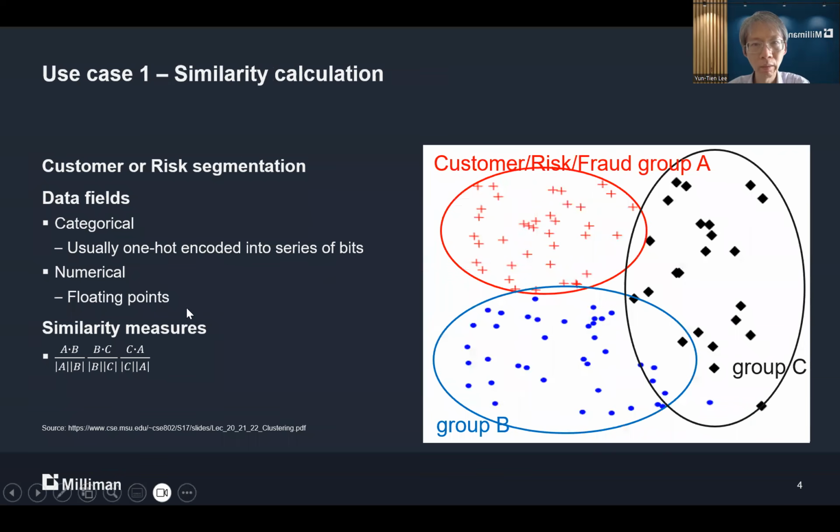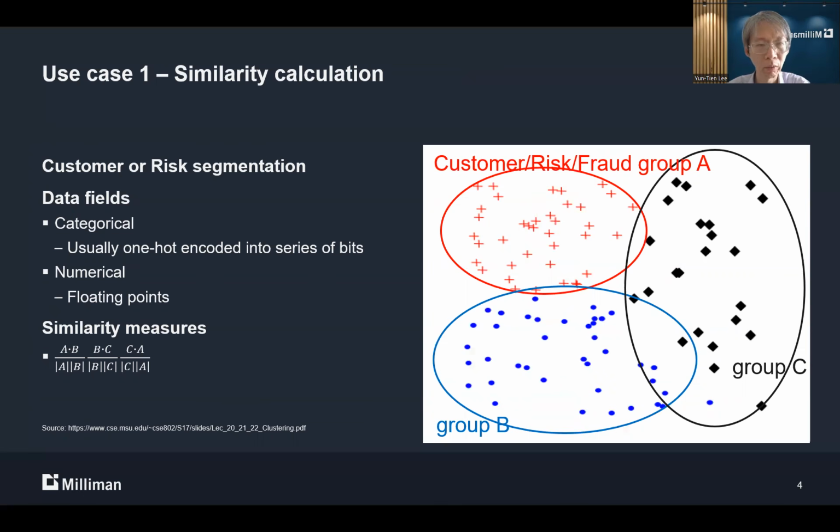So in this session, we have already identified three particular use cases. The first use case is about similarity calculation, where oftentimes it's applied on customer or risk segmentation and on all other applications as well. So generally, we can separate data fields into two types of data fields.